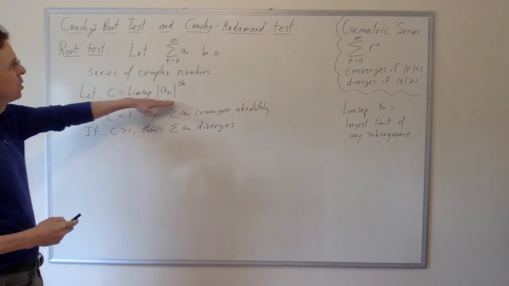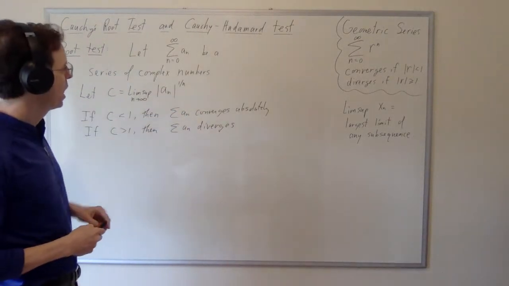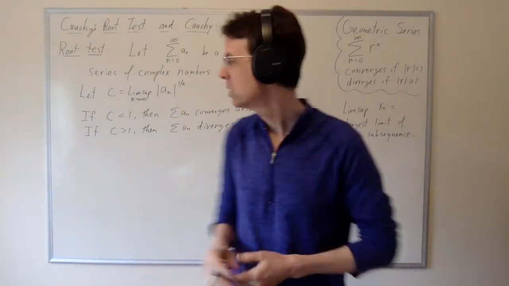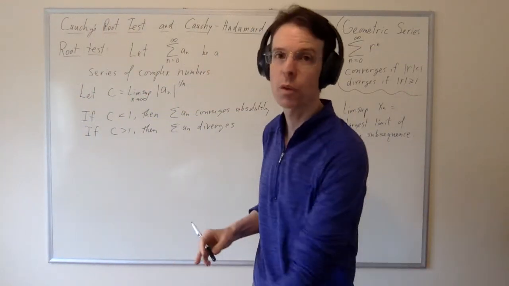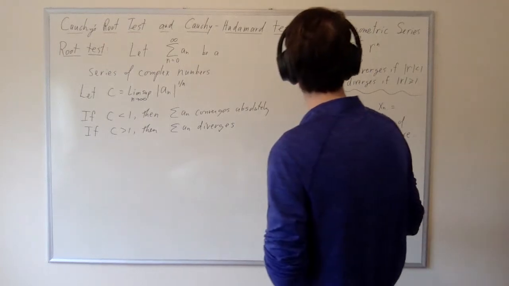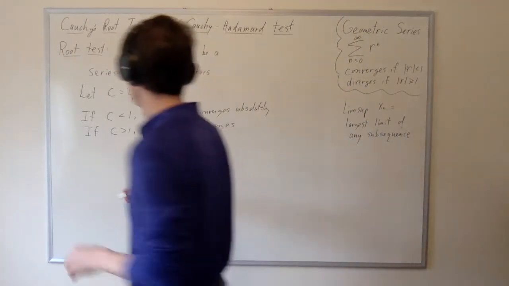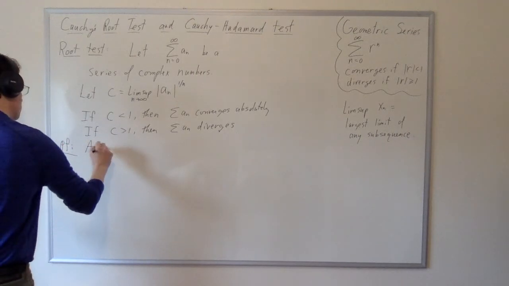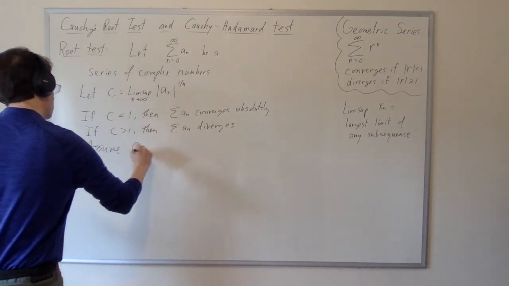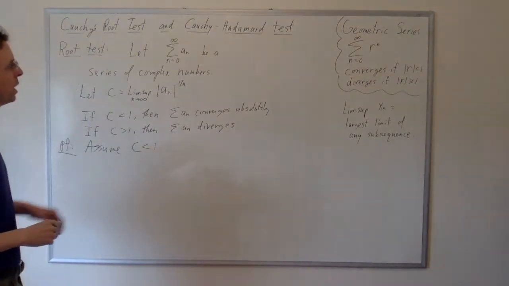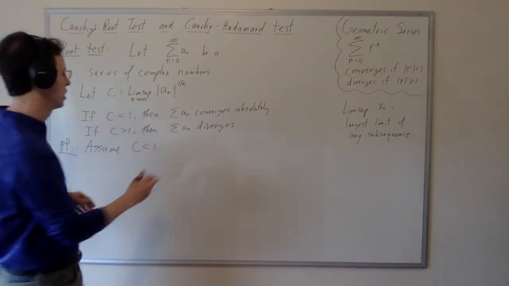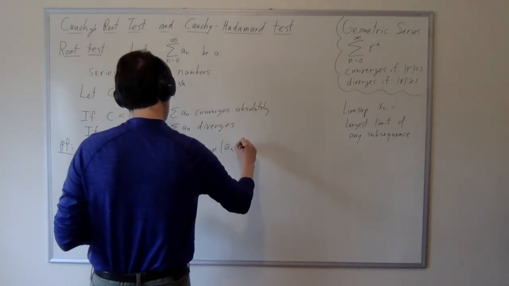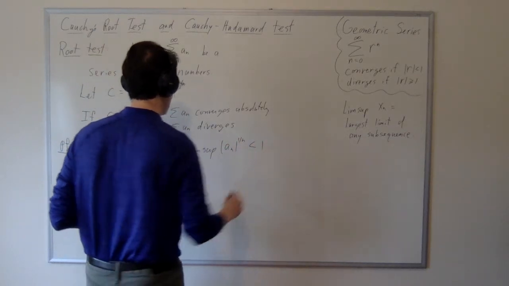Okay, let's see about a proof of this. Here we have the lim sup of |a_n| to the 1 over n, and we're going to break this into two cases based on whether C is less than 1 or greater than 1. Let's work first on the case when C is less than 1. So let's say proof. The first case, C is going to be less than 1. Now, let's say what that means. The lim sup of |a_n| to the 1 over n is less than 1.